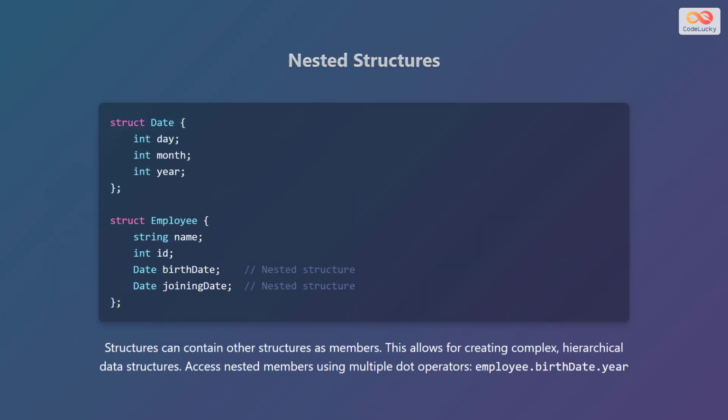Structures can also contain other structures as members. This is known as nested structures. This allows for creating complex, hierarchical data structures. In this example, we have a structure called date, containing integers for the day, month, and year. Then we have another structure called employee, which contains a string for the employee's name, an integer for the employee ID, and two date structures, one for the birth date and another one for the joining date. To access the nested members, you use multiple dot operators. For example, employee.birthdate.year.